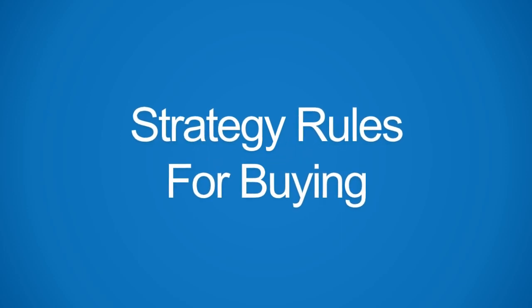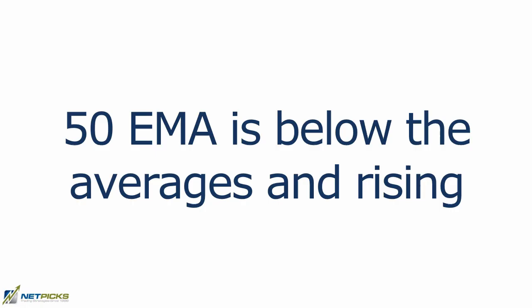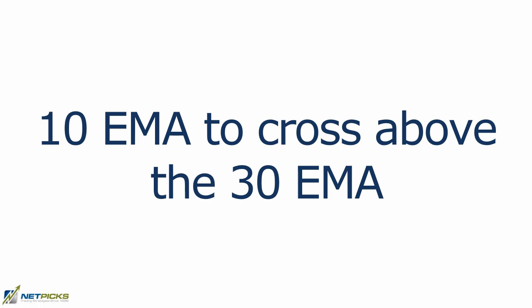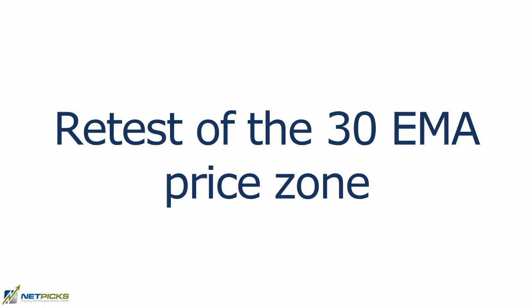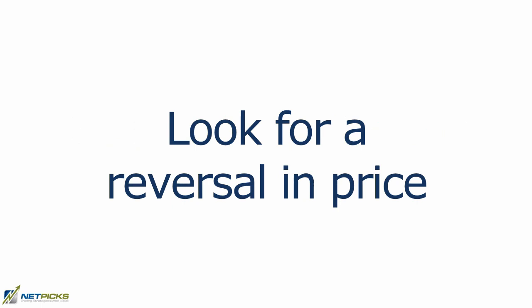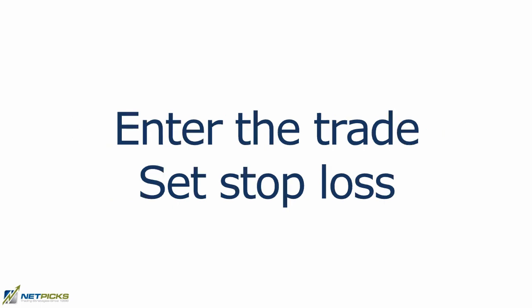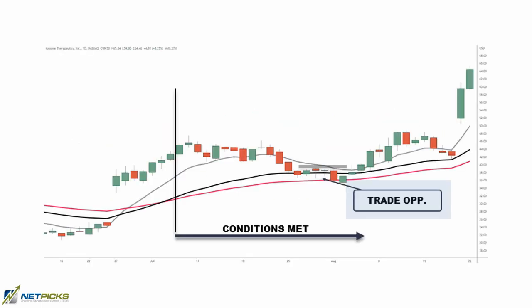So let's talk about buying stocks. If you want to buy a certain stock, here are the steps you're going to want to follow. You want to look for stocks that are in an uptrend, where the 50 EMA is below all of the averages and it's rising. Wait for the 10 EMA to cross above the 30. You want to look for a retest of the 30. We're going to look for a reversal in price. We're going to enter the trade and set protective stop losses. So in this chart here, you can see all the variables have lined up for a trading setup.